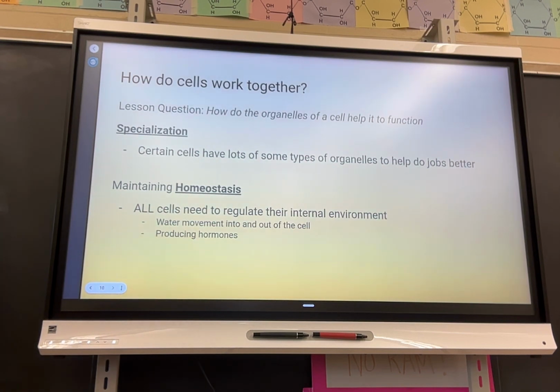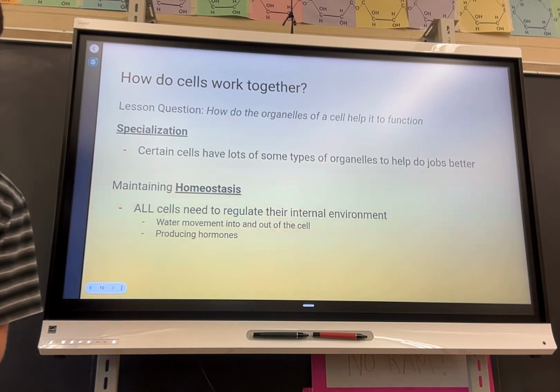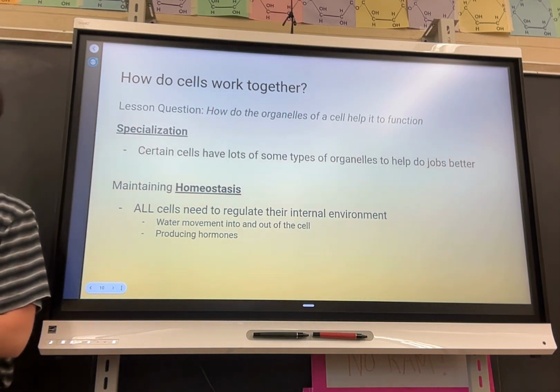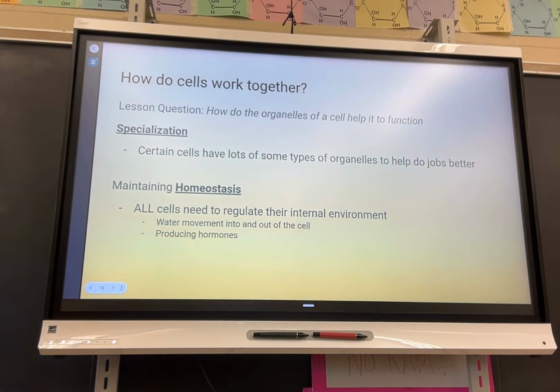So doing things like producing hormones or releasing water or different things like that are going to help these cells, and depending on whether they're unicellular or multicellular, are going to help regulate that organism. They're going to be able to survive a whole lot better and adapt to change a whole lot better. So any questions about any of this? I'll give you a couple more seconds to write all this down. But any questions about what we've covered today?